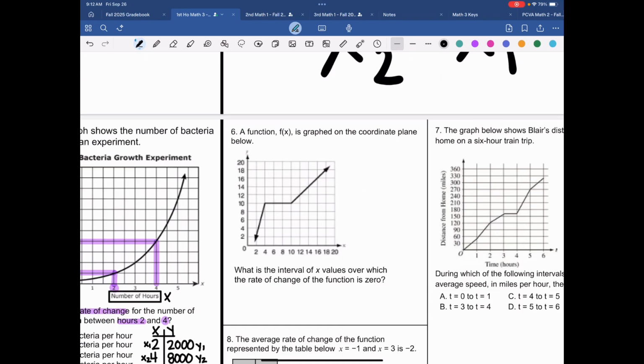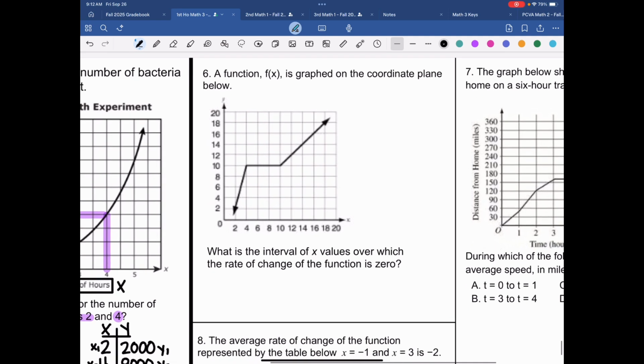For this one, it says the function f of s is graphed on the coordinate plane. They want to know what is the interval of x's, so the domain, where the rate of change is 0. So if there is no change, that means that the line is going to be flat. If there's no change, a rate of change of 0 means it's going to be flat.